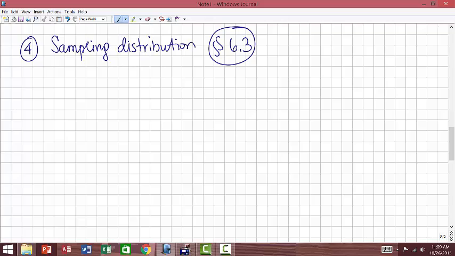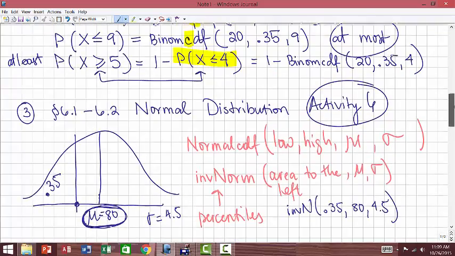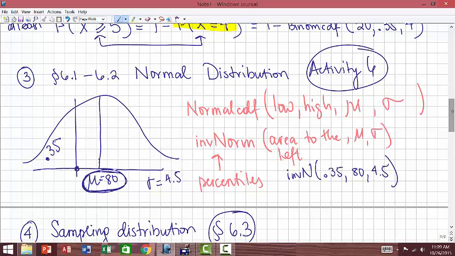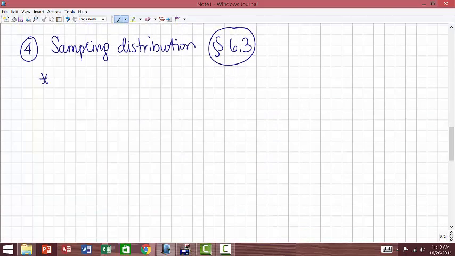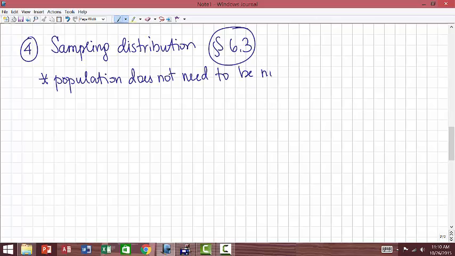Now, as far as the commands go, if you go up here, let's see. For 6.1, 6.2, we use normal distribution, but you would actually be given that the population is normally distributed, and then you can apply these commands. Over here, population is not necessarily normally distributed. So population does not need to be normal. Okay, but we will still be using normal distribution because the central limit theorem lets us do so.